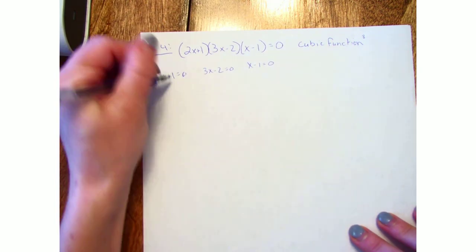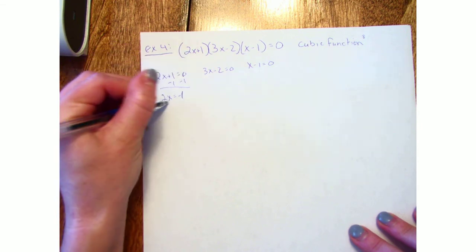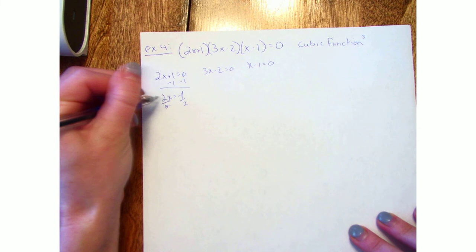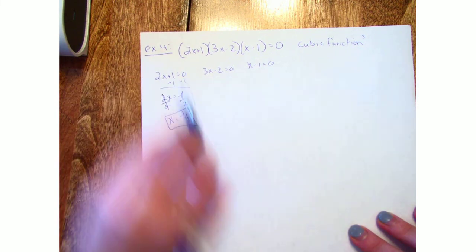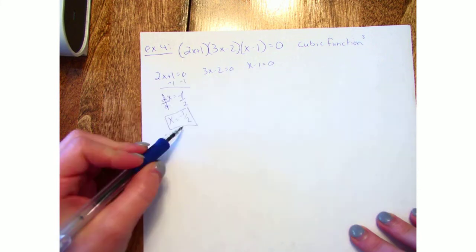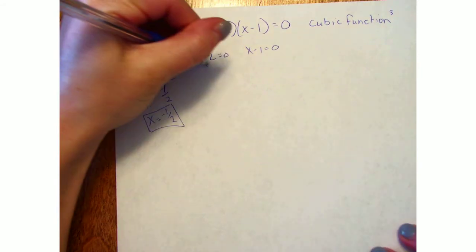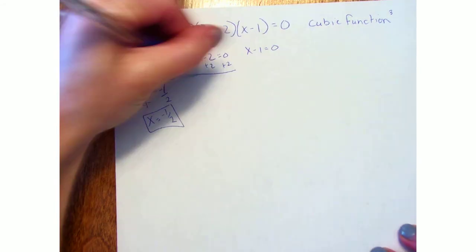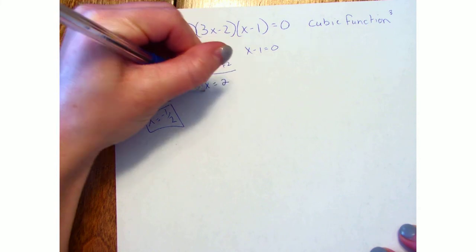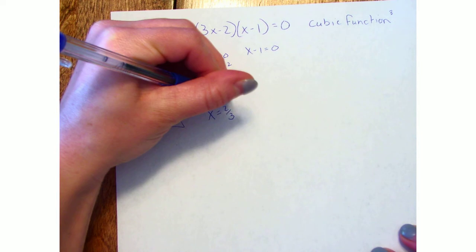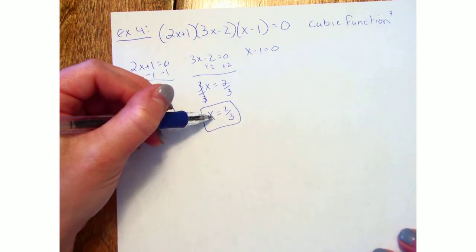So here, subtract 1, 2x = -1, divide by 2, x = -1/2. So most of the time, if there's a number in front of x, you're going to wind up with a fraction. Same thing goes for the next one. You add 2, 3x = 2, divide by 3, x = 2/3. Number in front, wind up with a fraction.